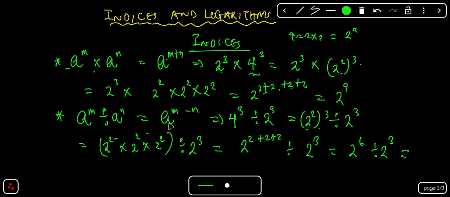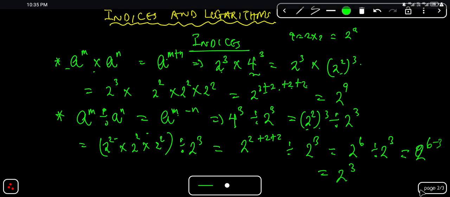Then you apply this law. That is, you subtract the index. So we have 2 raised to the power of 6 minus 3. And that will give us 2 raised to the power of 3. That is so beautiful. So easy to solve. Okay, so that is all about that.